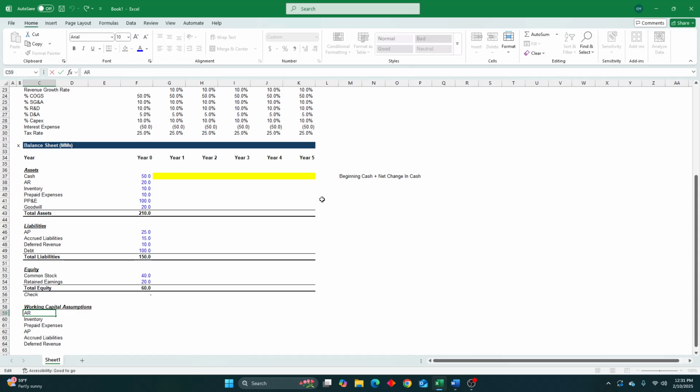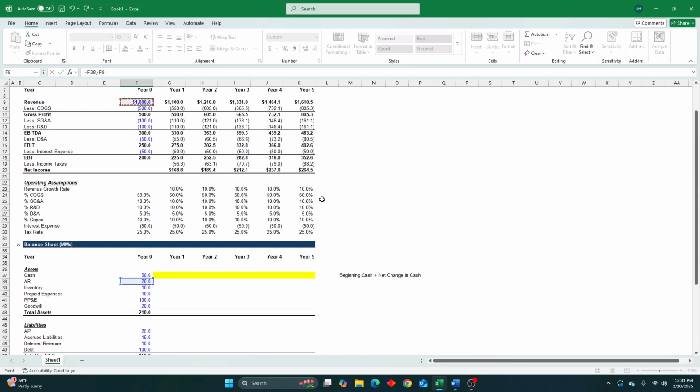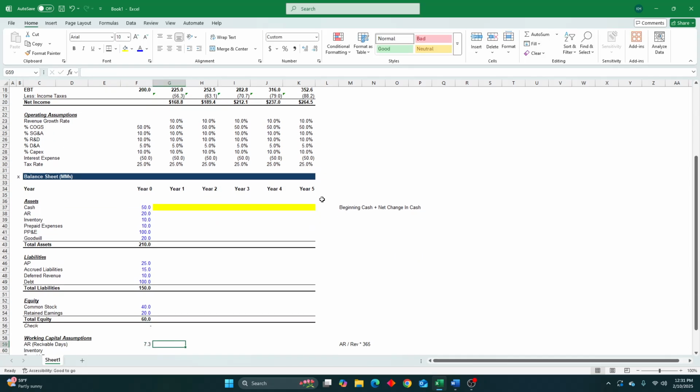So with our AR, we're going to use receivable days, which as an equation is just our AR divided by our revenue times 365. And so what we'll do with this is we'll first calculate our receivable days in year 0, and then our assumption is going to be that it'll stay the same moving forward. So our year 0 receivable days are going to be equal to our AR divided by our revenue of 1,000 times 365. So that would be 7.3. And so we're going to assume that it's going to stay as 7.3 moving forward. I'll put a little note in here. I'll just say straight lined receivable days. That way I know what I used to project it.